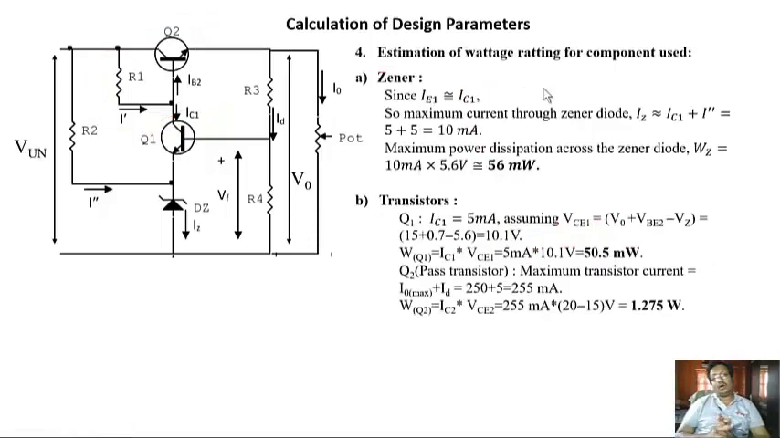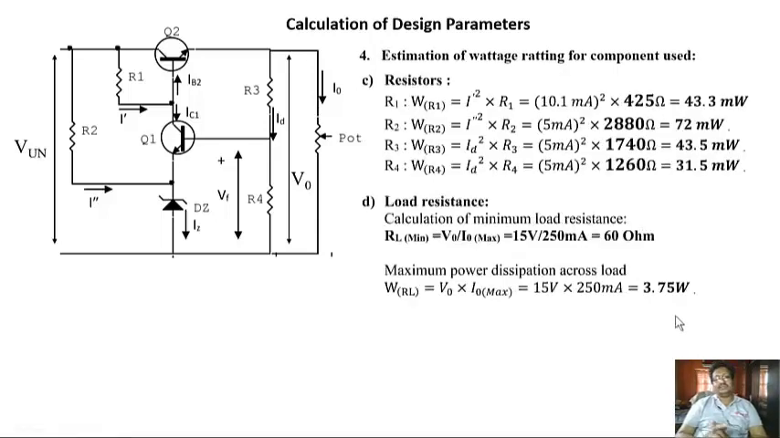It is necessary to estimate the wattage rating of all components used for this design. Let us start with the Zener diode. Since we have assumed that IE1 is approximately equal to IC1, the maximum current through the Zener diode will be 10 milliampere. So the maximum power dissipation can be calculated as maximum current multiplied by Zener voltage. This comes to 56 milliwatt. Similarly, for the Q1 transistor, the power dissipation will be 50.5 milliwatt. For the pass transistor Q2, the wattage rating will be 1.275 watt.